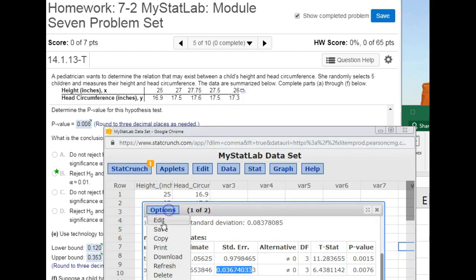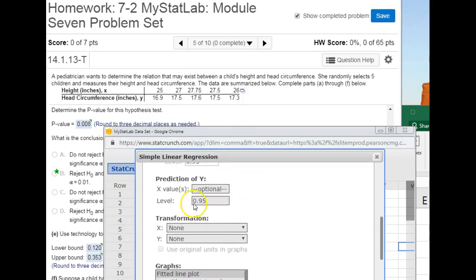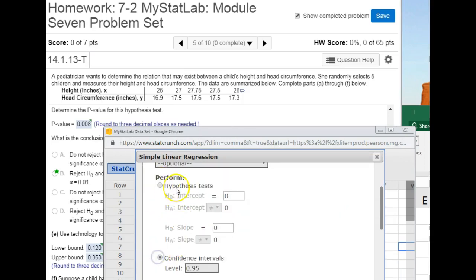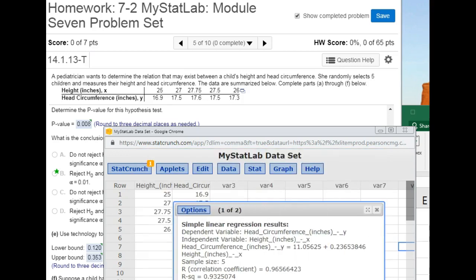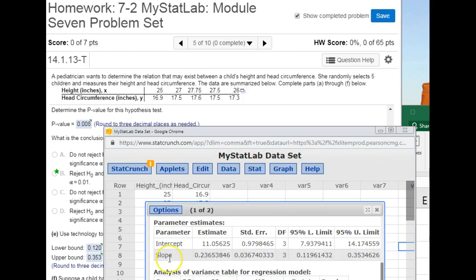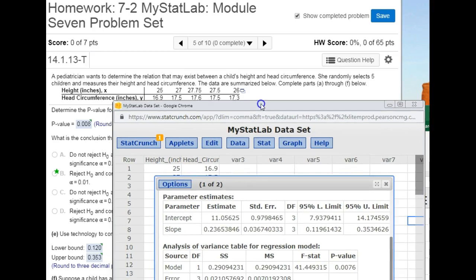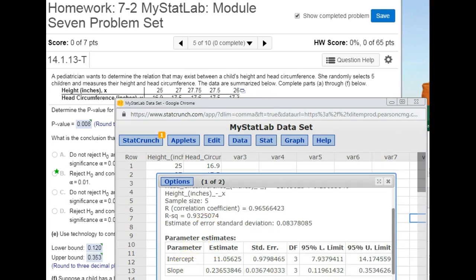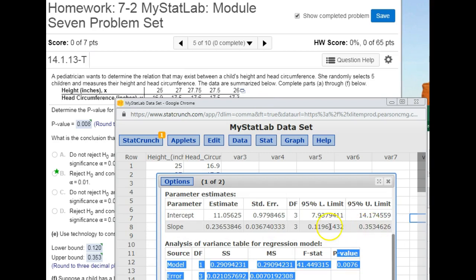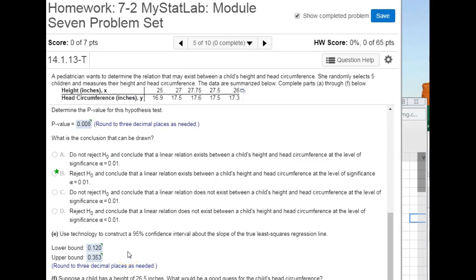And so we can go to Options, Edit, and then scroll down and switch it to confidence interval instead of hypothesis test. And make sure we have the right confidence level and hit compute. And here, for the slope is what we're looking at. So go to that chart there where it says slope, and you get the lower and the upper limit for our confidence interval. And so here we're just saying we have confidence that the slope is somewhere in between those two values. And so this backs up our previous method with our hypothesis test.